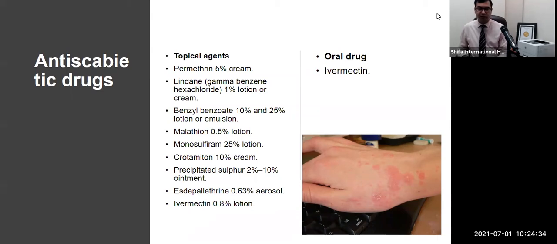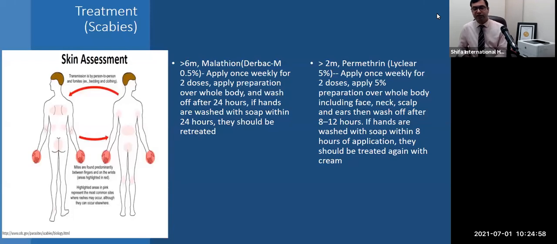And then crotamiton, again this is very commonly used. I don't know how effective it is. It can be used, but if you see less response, I prefer permethrin or even ivermectin myself, depending on where you are and if it's available. Now, with regards to scabies treatment, Malathion, the commercial name is Derbac-M internationally, is licensed after 6 months of age. Under 6 months, the only licensed product is permethrin, which is again licensed after 2 months of age.